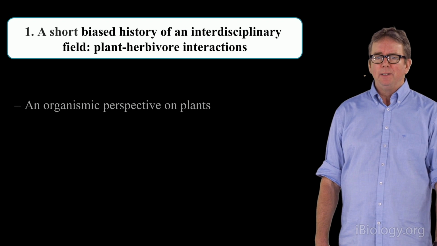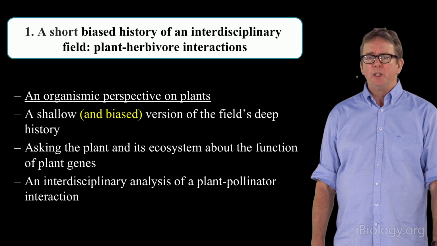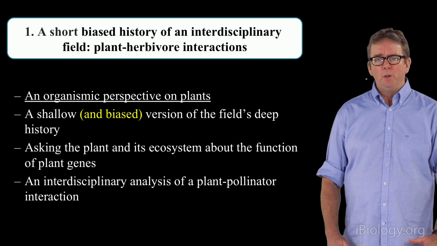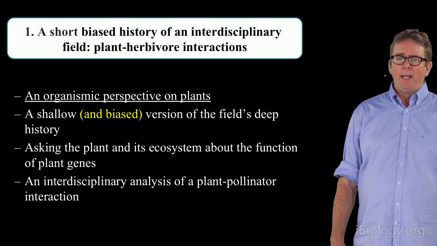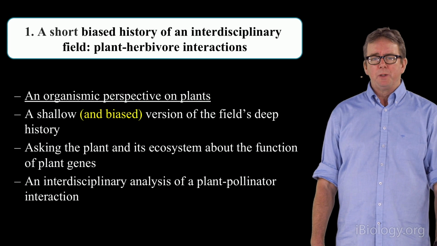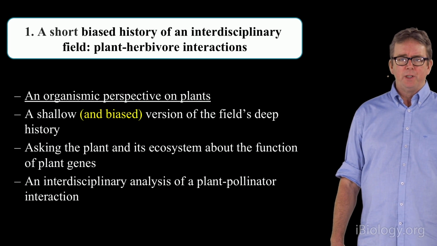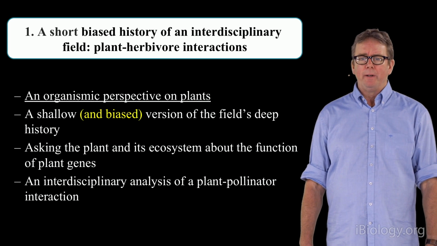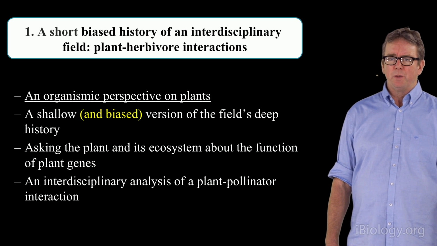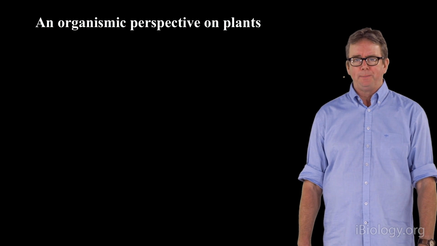This first part is going to have a number of subsections as well. I'm trying to develop in this part an organismic perspective on plants. I'm going to give you a brief history of the field, and I'm going to develop this process that we use in our institute of asking the ecosystem for the function of plant genes and give you an example of an interdisciplinary analysis of plant-pollinator interaction. So that's the outline of where we're going to go today in this particular part one of this talk.